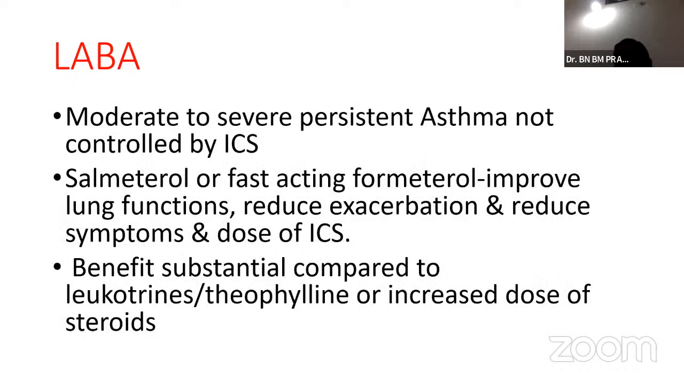So, LABA: in moderate to severe persistent asthma, we use ICS, inhaled corticosteroids. Also, we use long-acting beta agonists like salmeterol or formoterol. Formoterol also has an intermediate action compared to salmeterol. We have ultra-long-acting ones also, vilanterol, indacaterol. These are the ultra-long-acting beta-2 agonists. Their benefit is substantial compared to leukotrienes, theophylline, or increased dose of steroids. So LABA has become an important component of the treatment of moderate to severe persistent asthma. Next slide, please.